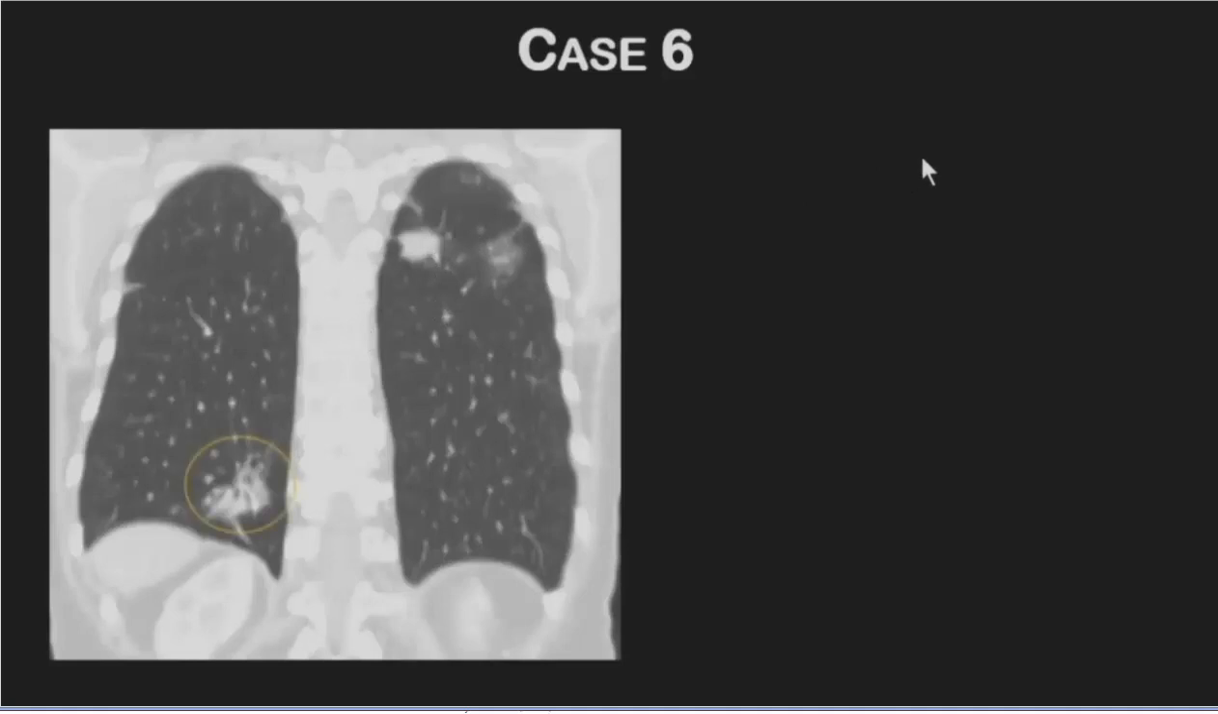This first lesion here in the right lower lobe was actually a small cell lung cancer. This more solid looking lesion here in the left upper lobe was a squamous cell cancer, and this ground glass lesion was a KRAS mutation adenocarcinoma.